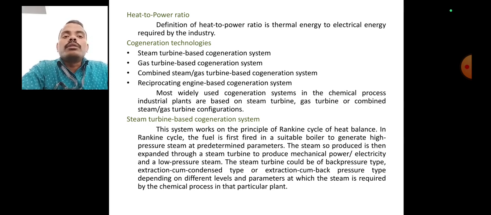It is the same for the gas turbine based system. Here the component used is a gas turbine, and a combined steam turbine and gas turbine based cogeneration system is also available. A reciprocating engine based cogeneration system utilizes the waste energy rejected to the atmosphere in the radiator and flue gases. We recover this heat from the flue gases and radiator, and use it for process heating and some industrial applications.